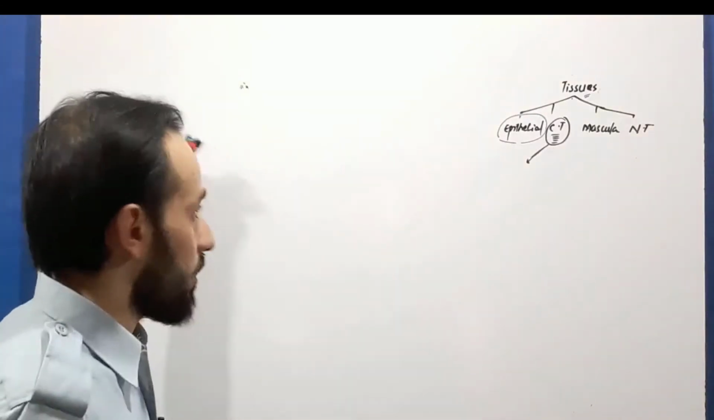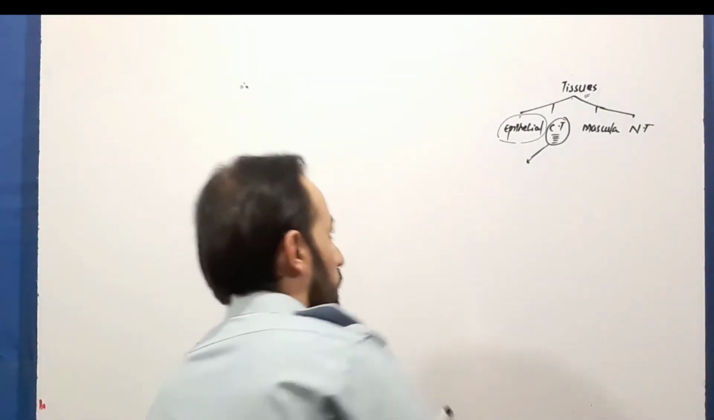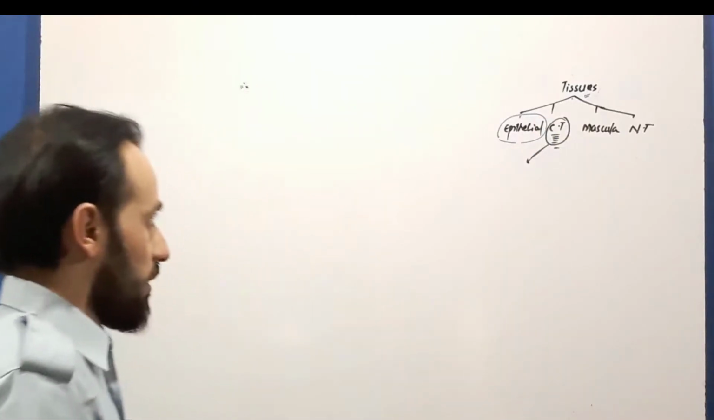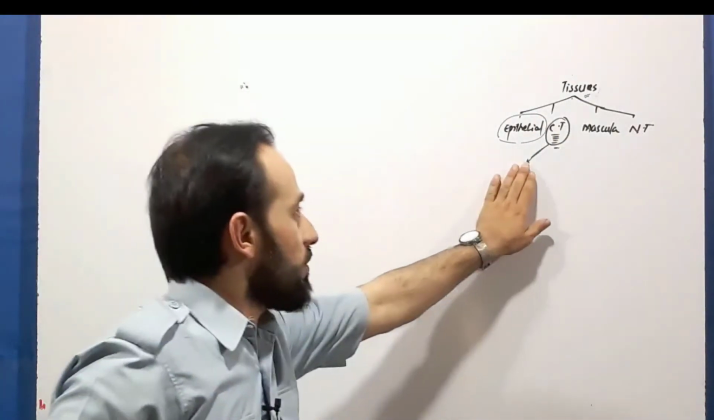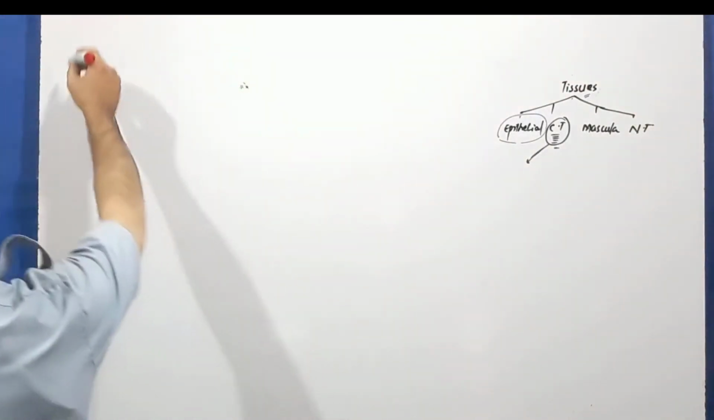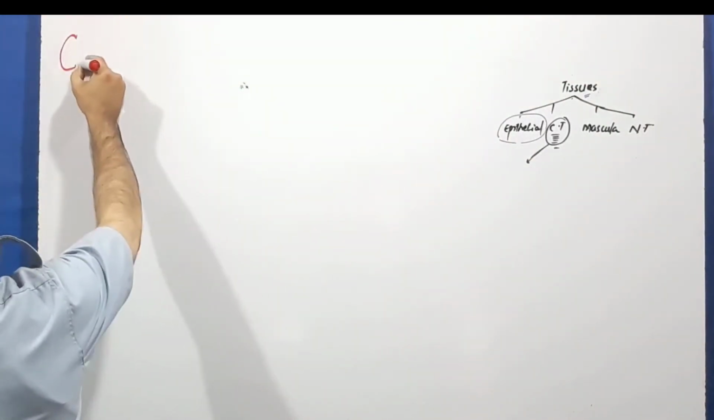So connective tissue is present all over the body, and it is the most abundant tissue of the body, right? I will define connective tissue, don't worry, but this is a very small introduction for our previous lectures, right? So let us start the discussion about what a connective tissue is.